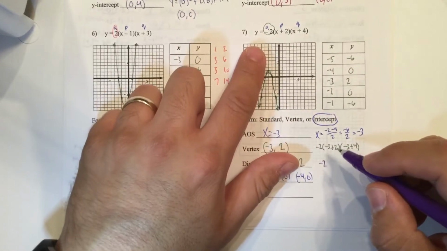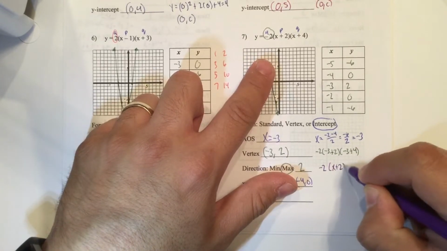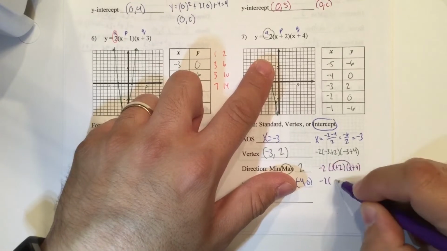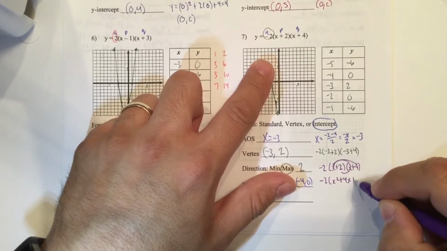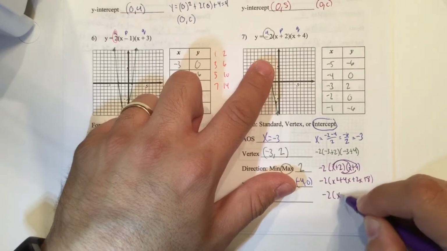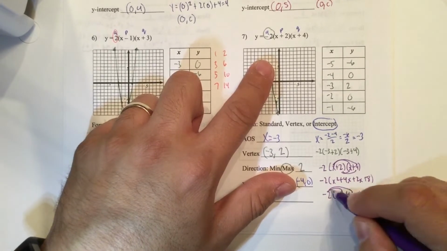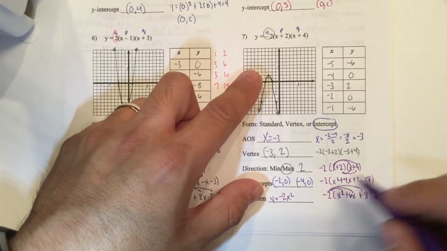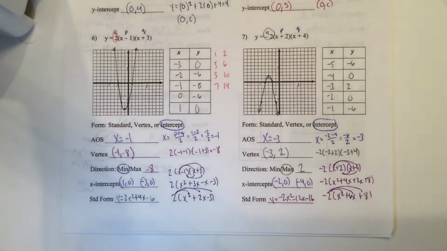All right, for standard form, FOIL it out. So negative 2, parentheses, x plus 2, x plus 4. Bring down the negative 2. X times x is x squared. X times 4 is 4x. 2 times x is 2x. 2 times 4 is 8. Negative 2, x squared plus 6x plus 8. Distribute the negative 2. So y equals negative 2x squared minus 12x minus 16.